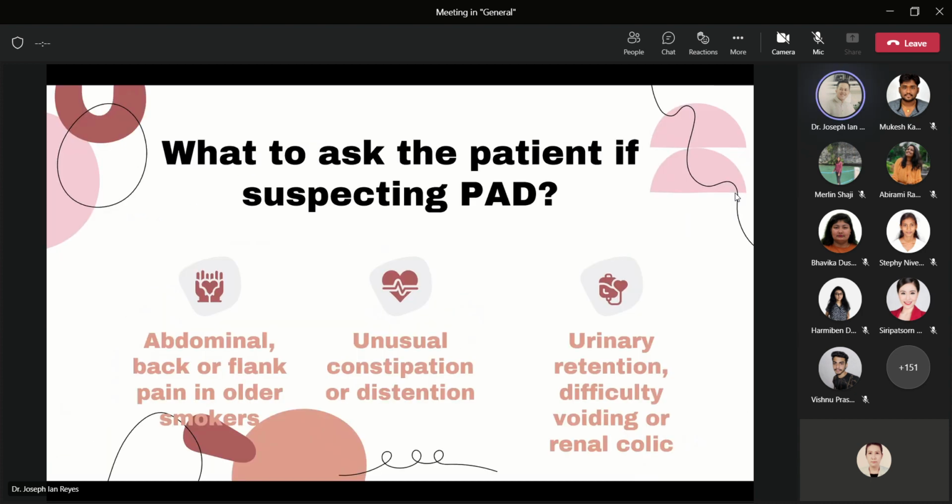So we'll ask our patients. So ask about abdominal, flank, or back pains, especially in smokers. So smokers, as we all know, are at high risk for developing this disease. Then unusual constipation or distension. Inquire about urinary retention, difficulty voiding, or renal colic.